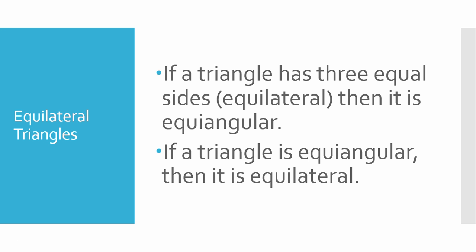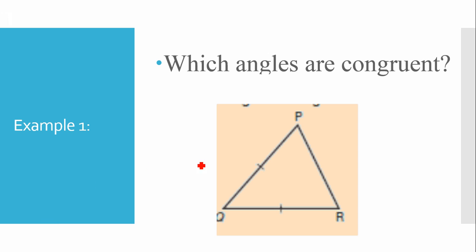And then for the equilateral triangle, if a triangle has three equal sides, it's equilateral. But then it is also equiangular. So if a triangle is equiangular, then it is equilateral. So that would be the converse of that statement. So which angles are congruent here?